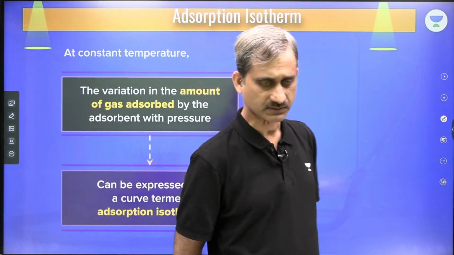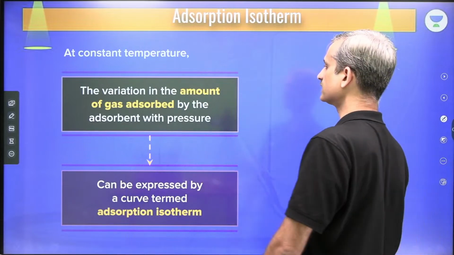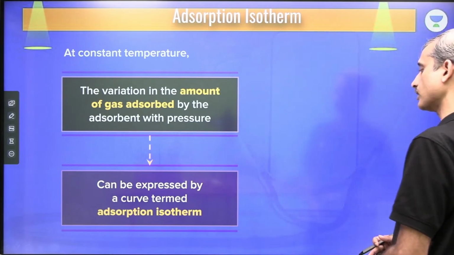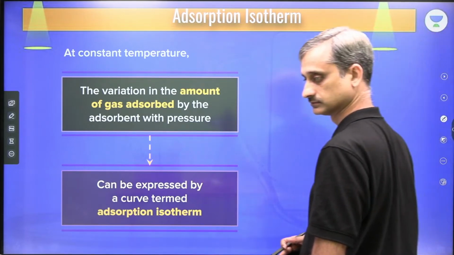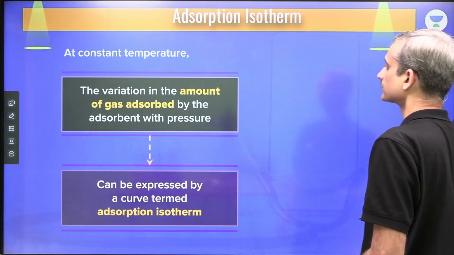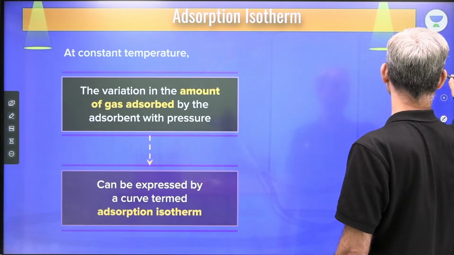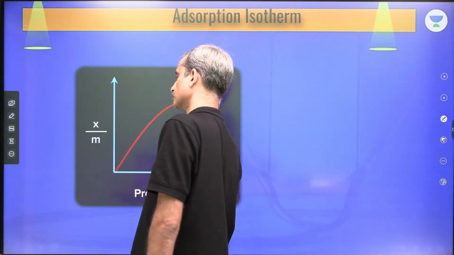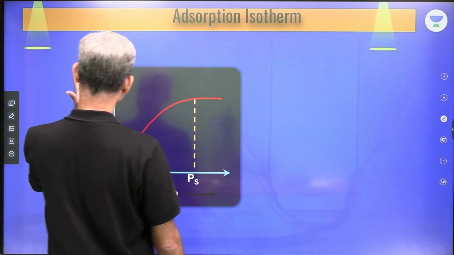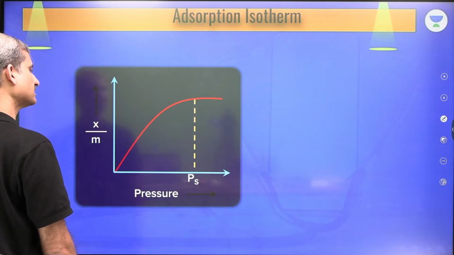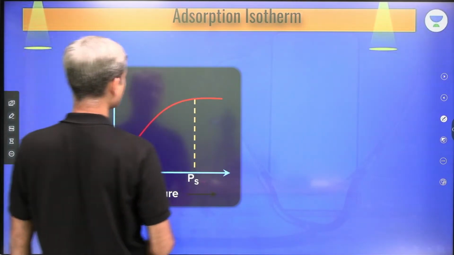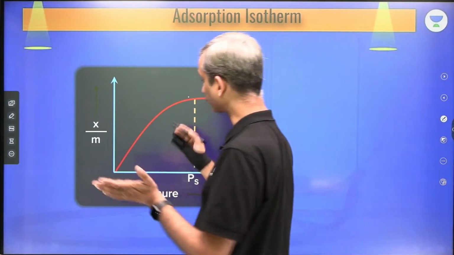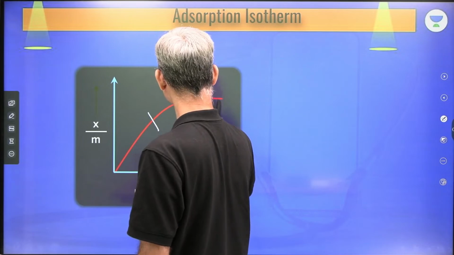Yes, we are going to talk about this particular equation. At a constant temperature, the variation in the amount of gas adsorbed by the adsorbent with pressure can be expressed by a curve termed as the adsorption isotherm. Clear? Now, what exactly would be the adsorption isotherm? Here is the adsorption isotherm. This is x by m, this is the pressure. As we increase the pressure, initially the adsorption keeps on increasing, and after a certain pressure, the adsorption becomes constant. Here we can talk about the three regions, 1, 2 and 3.